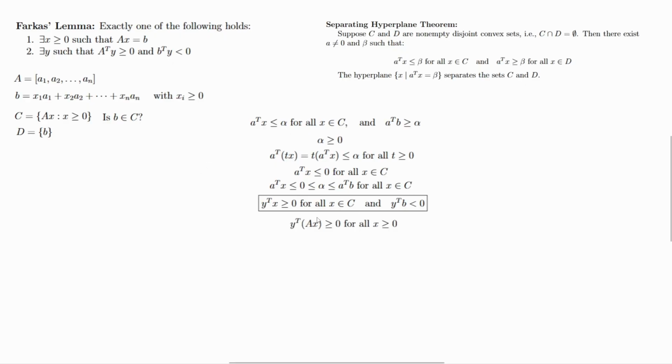Okay, now using this result, we know that y transpose x is greater than 0 for all x in C. Remember, C was constructed by all these vectors Ax, so we can replace x with Ax. And we see that y transpose Ax is greater than or equal to 0 for all x greater than or equal to 0. So we can simply rewrite that with the property of transpose.